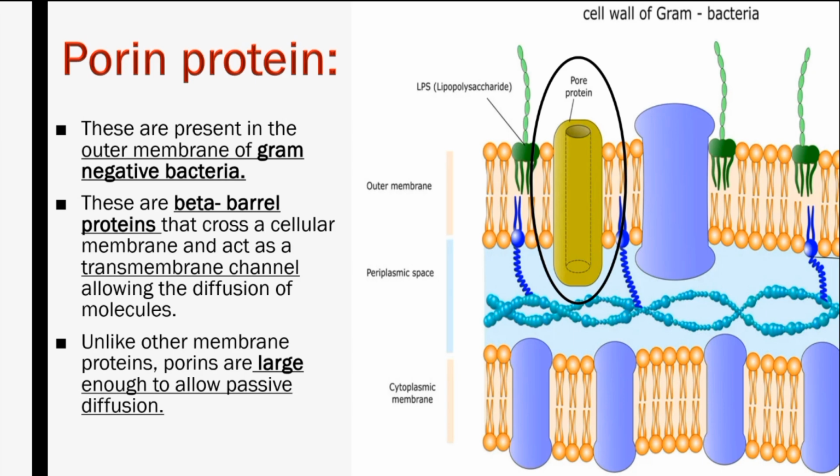Porin protein. They are present in the outer membrane of gram-negative bacteria. These are beta-barrel proteins that cross a cellular membrane and act as a transmembrane channel, allowing the diffusion of molecules. Unlike other membrane proteins, porins are large enough to allow passive diffusion.